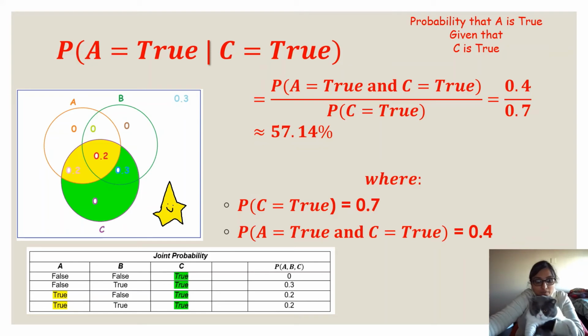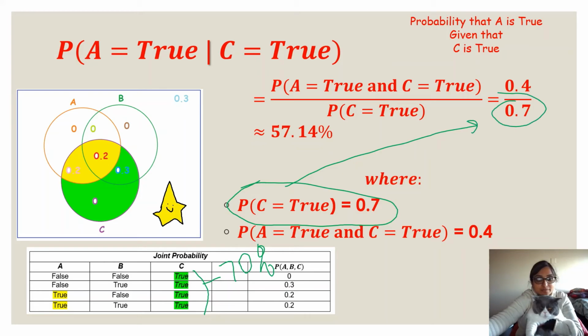So when C is true, then there's a 40% chance that A will be true as well, that C and A are true. It doesn't matter if B is true. If B is true, that's the 20% here, this bottom 20%. But if B is false, then this is the 20% up here. So it doesn't matter, but this is what the 70% is.